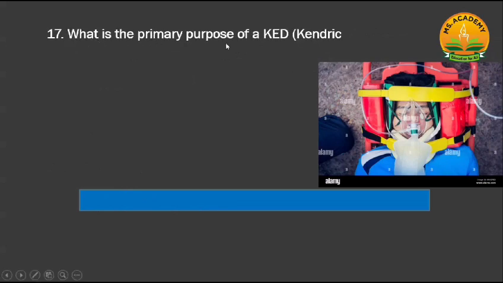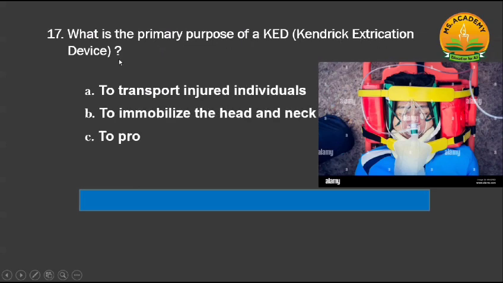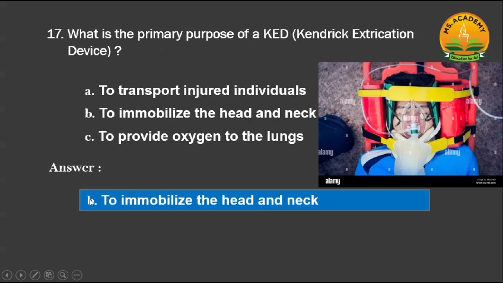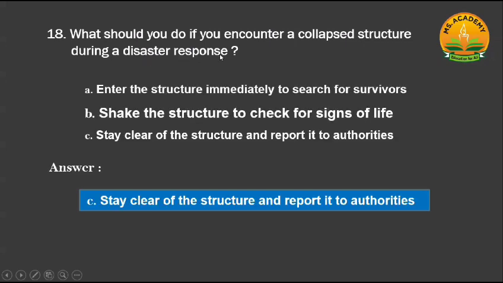What is the primary purpose of a KED, Kendrick Extrication Device? Correct option is B, to immobilize the head and neck. What should you do if you encounter a collapsed structure during a disaster response? Correct option is C, stay clear of the structure and report it to authorities.